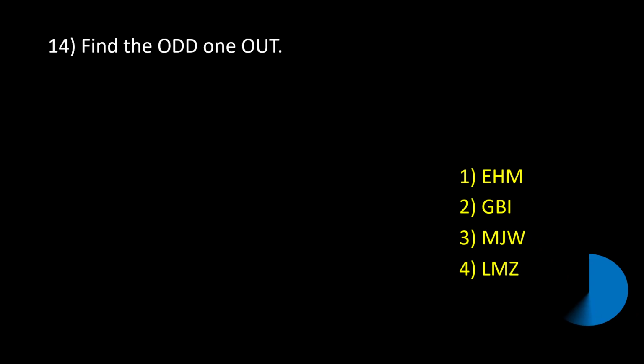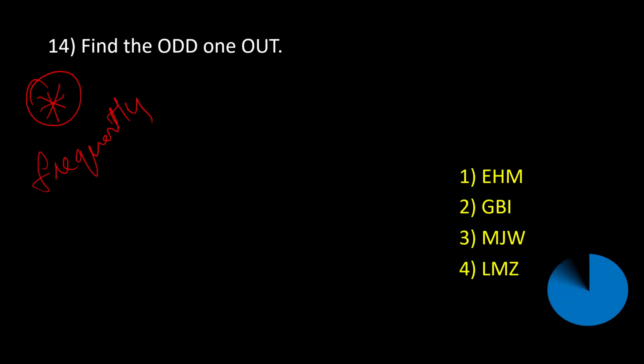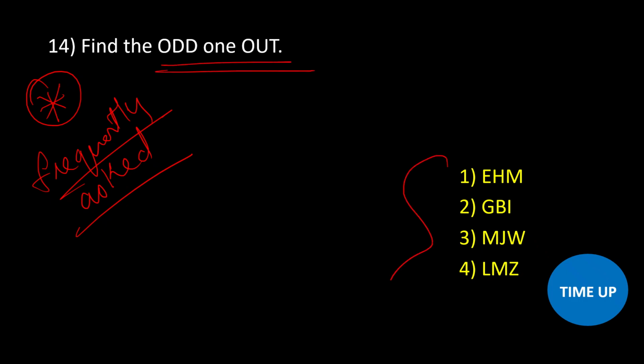Again, you can mark this question as important. Okay, students? This is important. This is frequently asked in your questions. Frequently asked. And it's a very scoring topic. See, whenever this type of question comes, odd one out, and the alphabet series is given to you, always remember what you have to do.